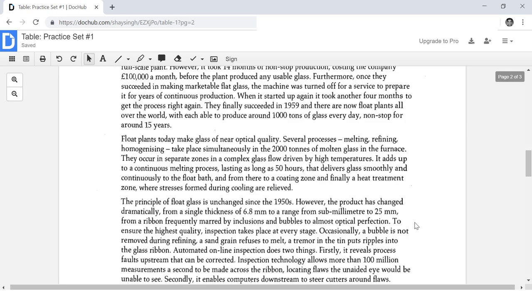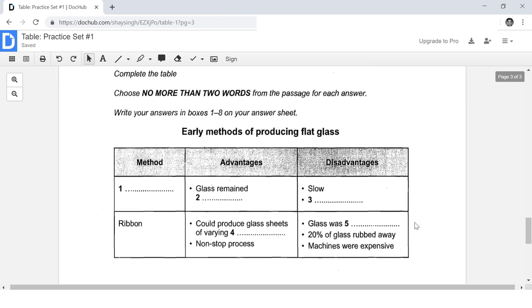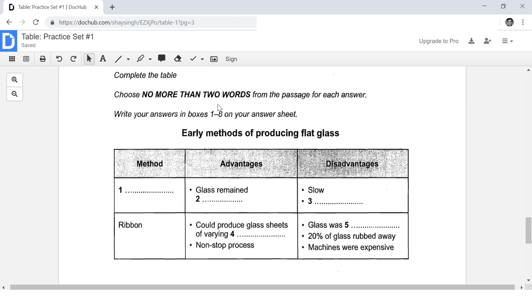Alright, so now let's come down to our questions, and we can start off by first looking at the directions. In this case, we cannot write any more than 2 words. And here we have to fill in our answer by writing it out.